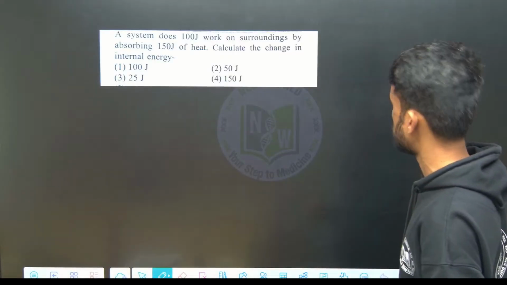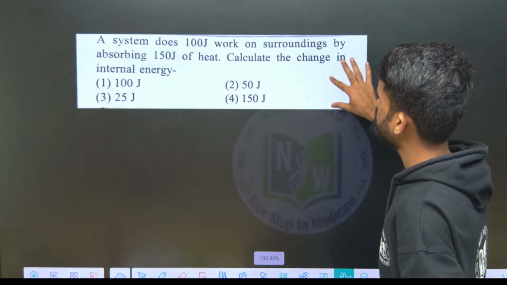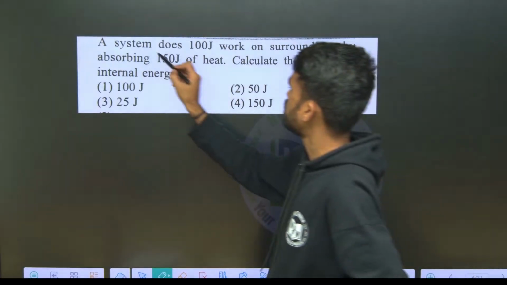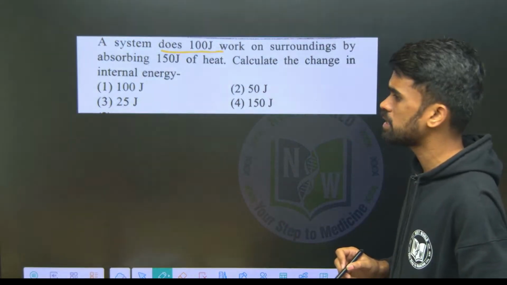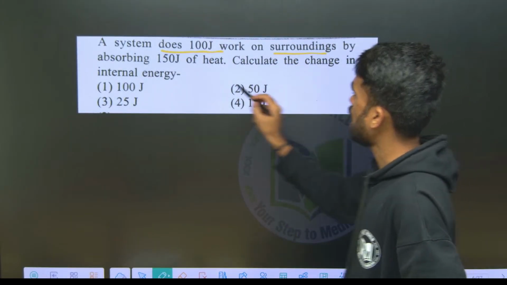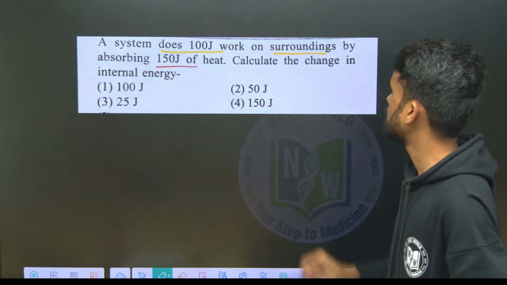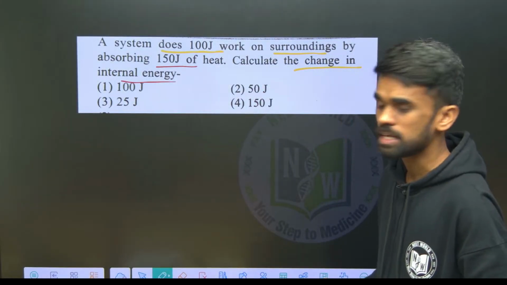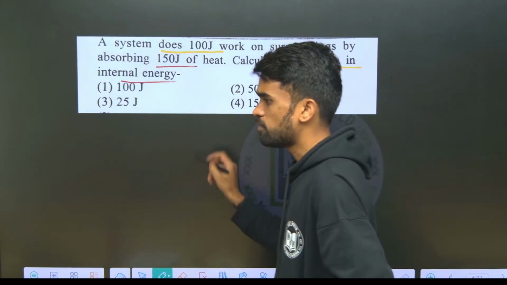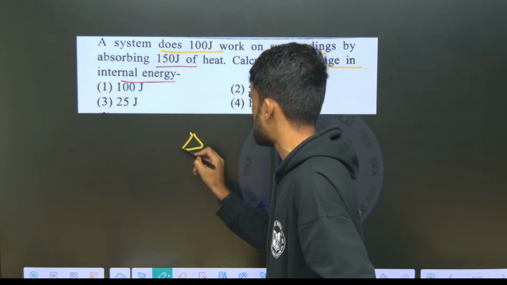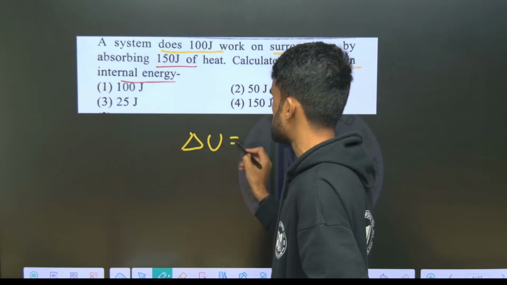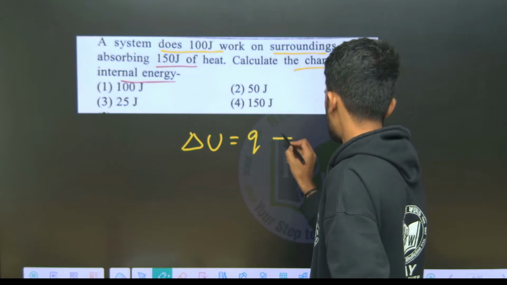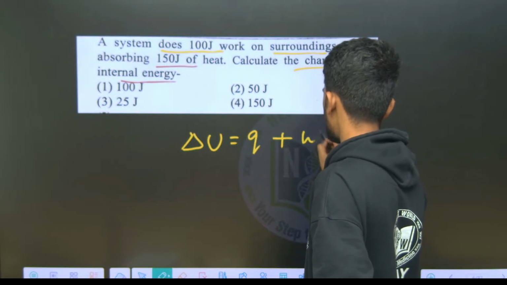Here we have one more question. This is from the first law of thermodynamics, very easy. A system does 100 joules of work on surroundings by absorbing 150 joules of heat. Calculate the change in internal energy. How are you going to do this? What is the first law of thermodynamics mathematical equation? Delta U, change in internal energy, equals heat plus work done, so q plus W.